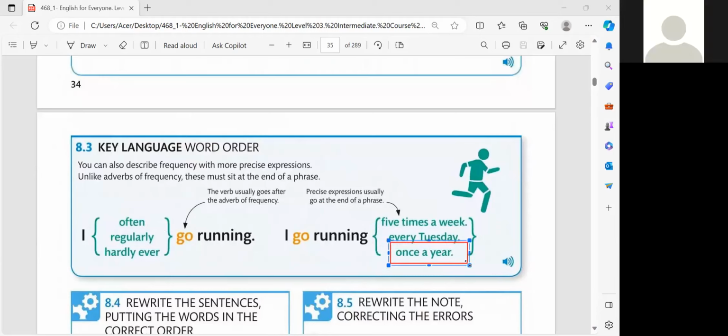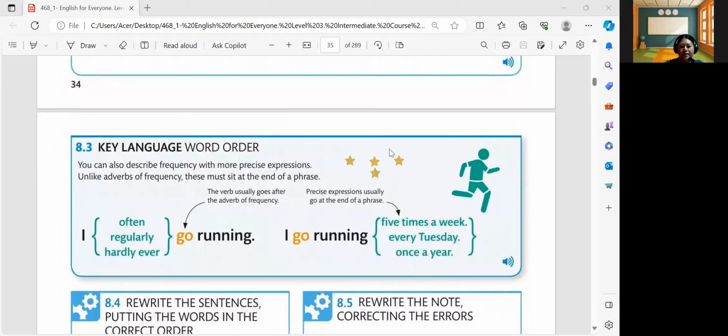Wow. I go to a theater once a year. Exactly. Good job. So thank you so much for your example answers using this following examples.